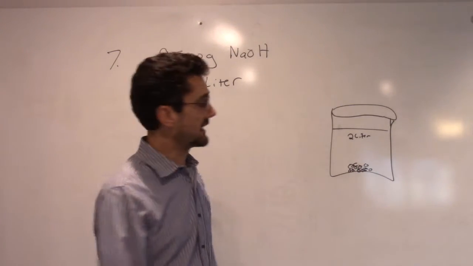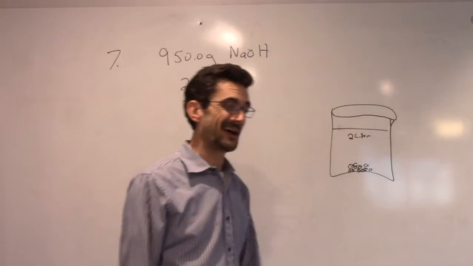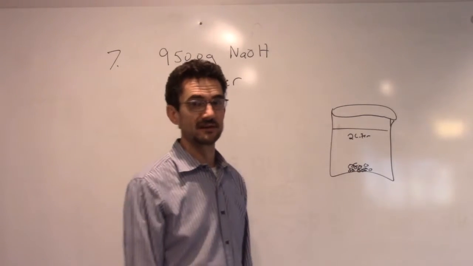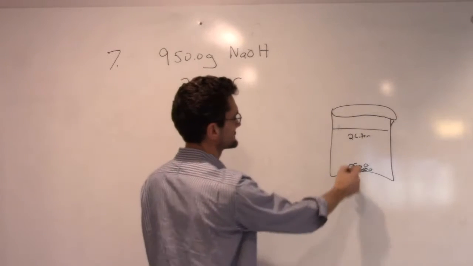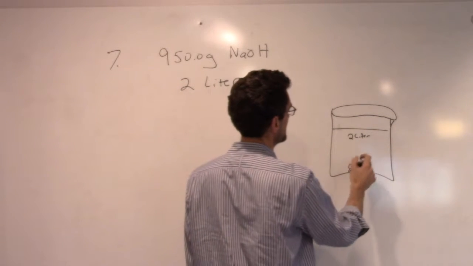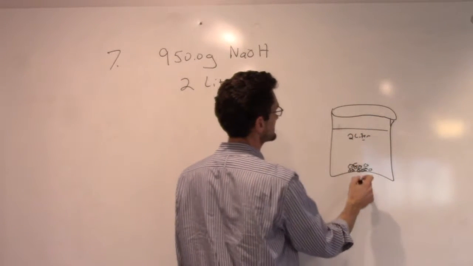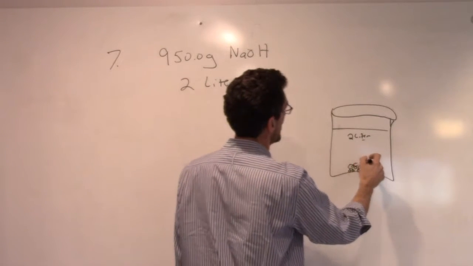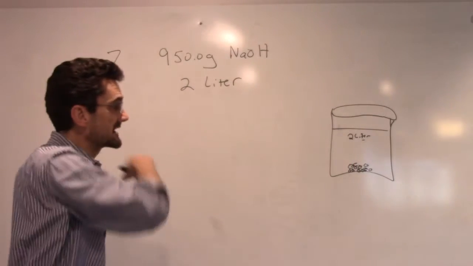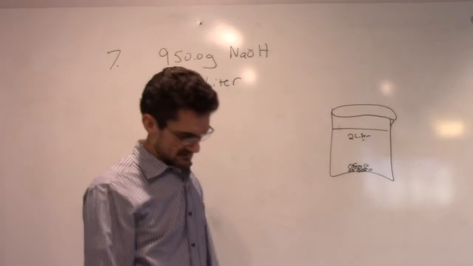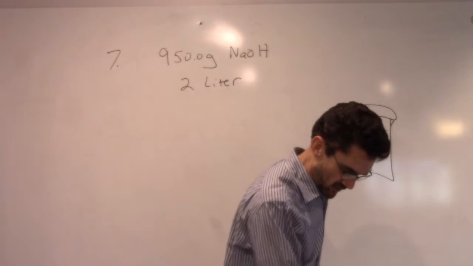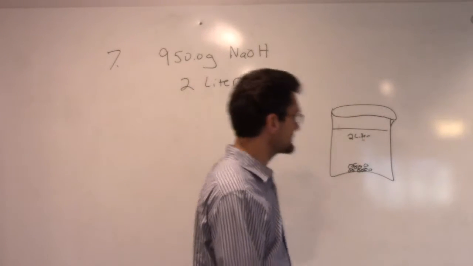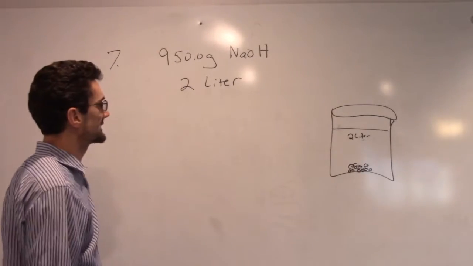It's an ionic bond. It dissolves. It's actually exothermic too. It releases a bunch of heat. So it dissolves and releases a bunch of heat, and this resulting 2-liter solution is going to be used later on to make that 0.10 molar solution. So how do we go about figuring this out?